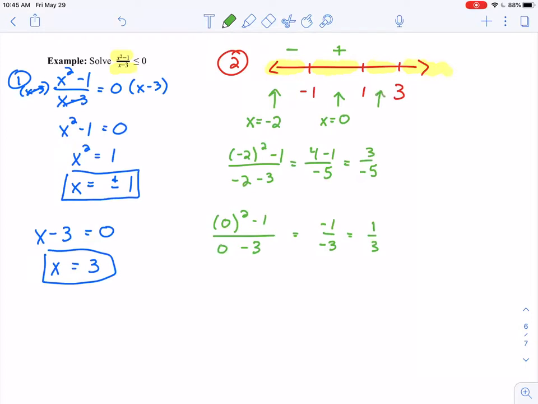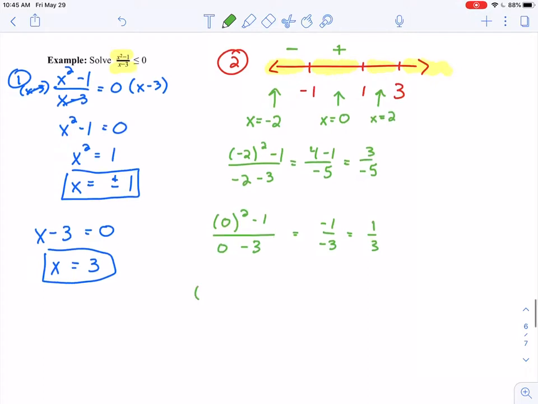Next, I need a number between 1 and 3. X equals 2 is probably the easiest to work with. So let's see, I have 2 squared minus 1 all over 2 minus 3. So let's see, I've got 4 minus 1 all over negative 1 gives me 3 over negative 1, which is negative 3. So my function is negative between positive 1 and positive 3.